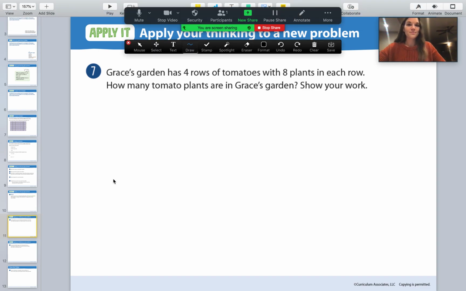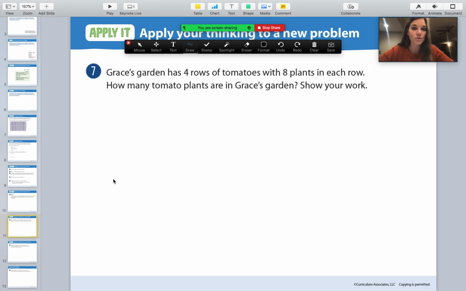All right, so let's look at this problem. Grace's garden has 4 rows of tomatoes with 8 plants in each row. How many tomato plants are in Grace's garden? Okay, so let's look at the numbers we have. We know there are 4 rows and 8 plants in each row. Do we know how many tomatoes there are all together? Nope. And that's our bigger number.